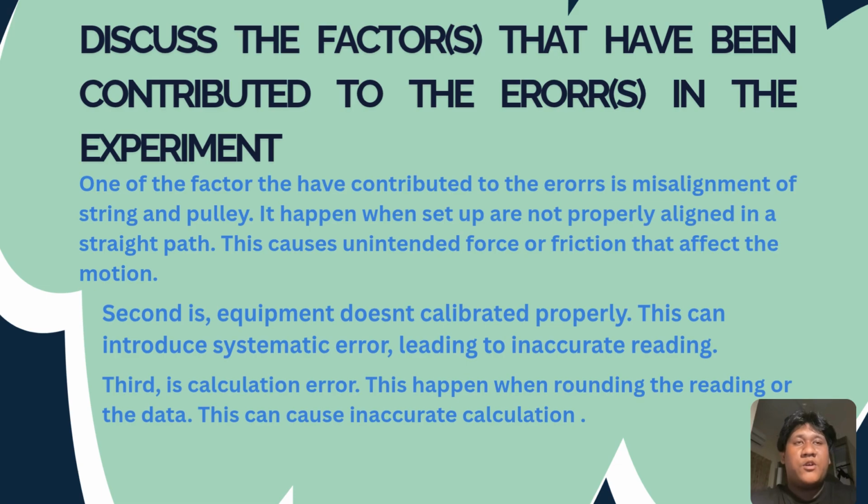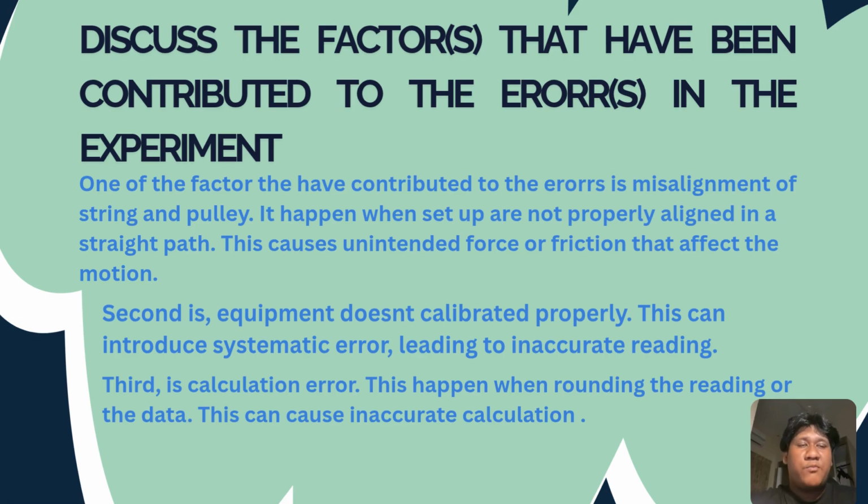And now I will be talking about the factors that contributed to the errors in the experiment. One of the factors is misalignment of string and pulley. It happens when the setup is not properly aligned in a straight path. This causes unintended force or friction that affects the motion.